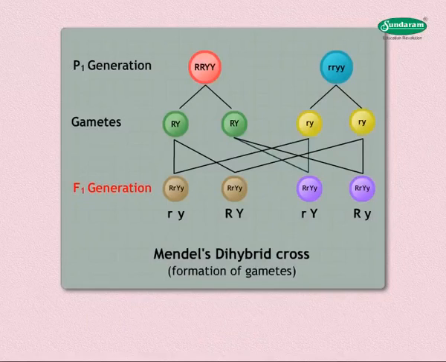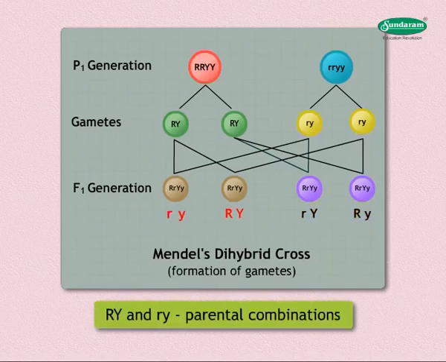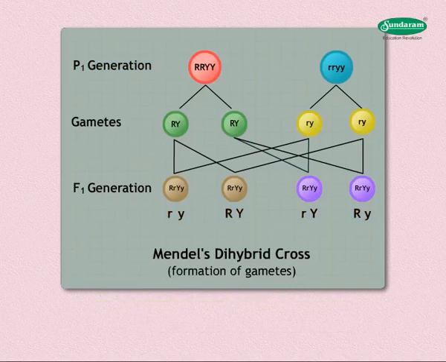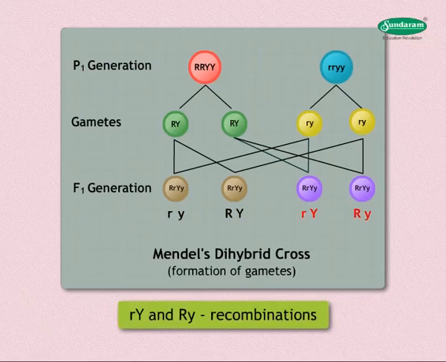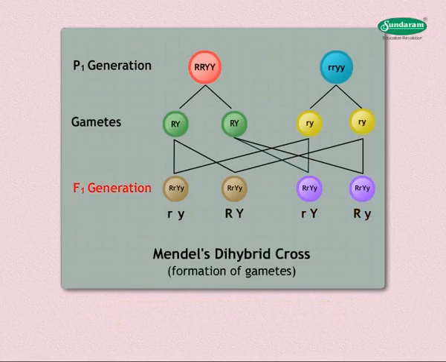The F1 plants produce four types of gametes. They are RY, Ry, rY, ry, out of which RY and ry are similar to the P1 gametes, hence known as parental combinations, and the remaining two, that is Ry and rY, are termed as recombinations. When F1 generation plants undergo self-pollination, they give rise to the second filial generation F2.